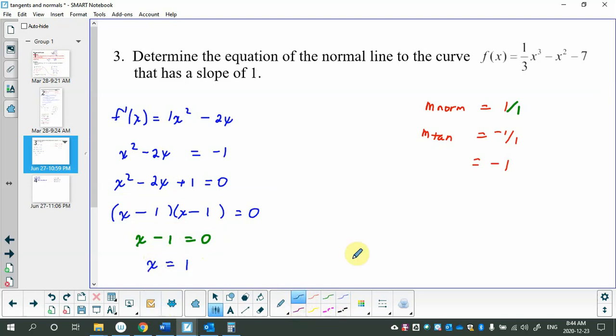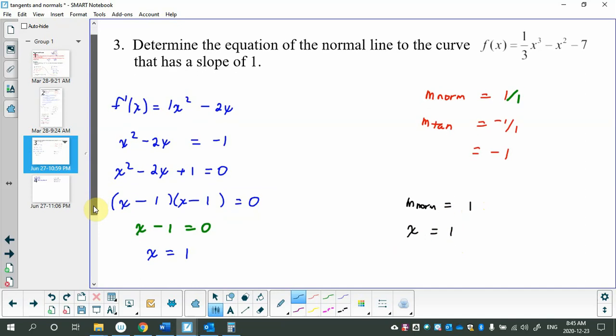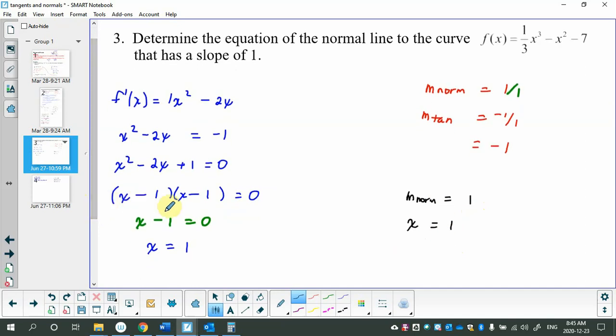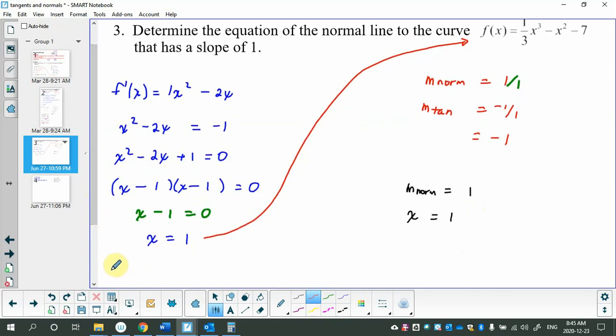So if I'm starting my little list off to the side, for the equation of the normal line, my slope for the normal line is 1. My x for the normal line is also 1, total coincidence. I need the y for the normal line. So that means that I have to actually sub this back into the y, and the y is there. It's not here. This isn't y, this is y prime. So hopefully I can squeeze this in. y is equal to 1/3 times 1 cubed minus 1 squared minus 7.